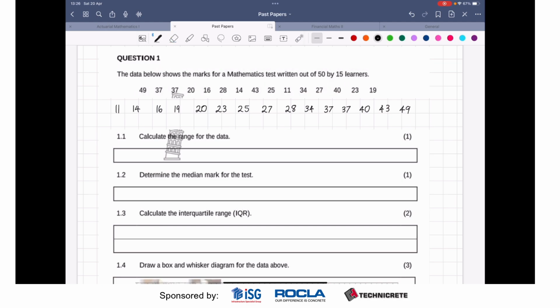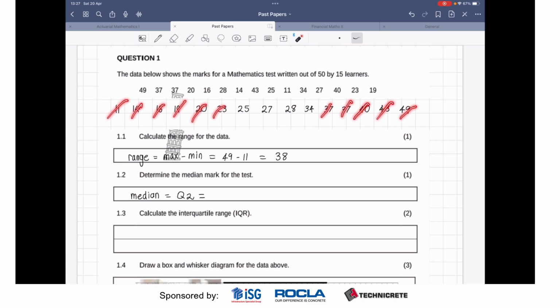So for the first one, we're asked to calculate the range for the data, and the range is the biggest number minus the smallest number, so that is 49 minus 11, and that's just 38. Then we're asked to determine the median mark, so the median, which is also Q2, is the middlemost number, so we can do this. So my median is 27.